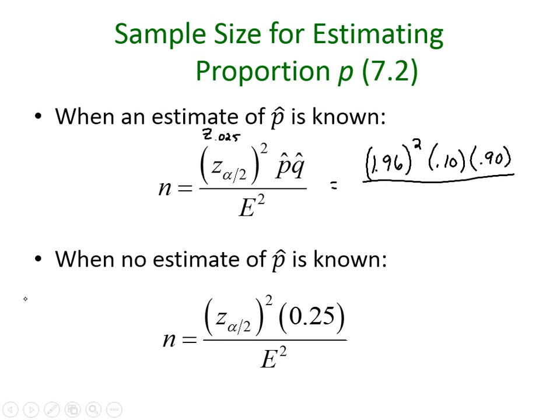What is my margin of error? I want to be wrong by no more than 2%. I want this to be plus or minus 2%, which is what you see most of the time when you do these kinds of surveys. So that's going to be the 0.02 squared. And again, don't forget the squared. And so then what do you guys get?